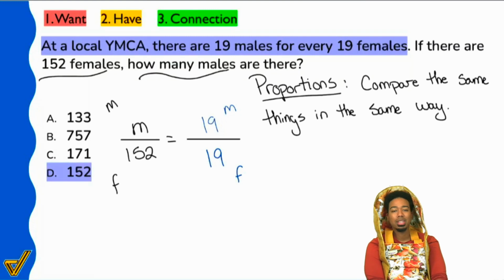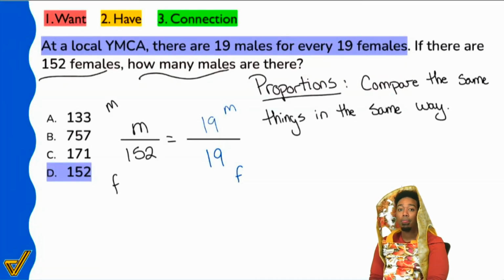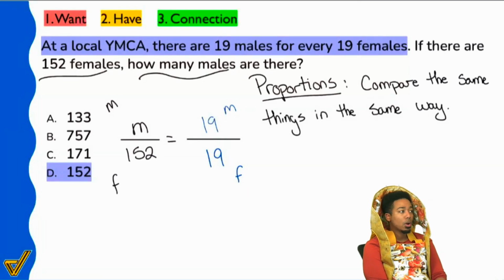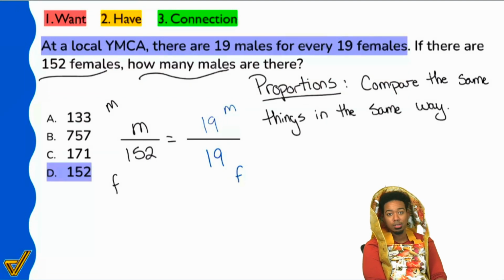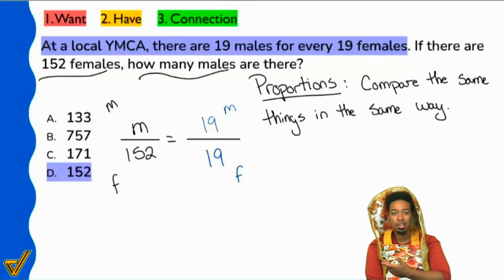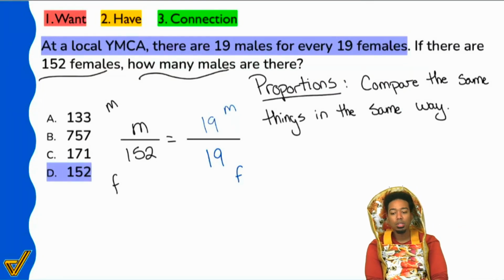So the situation that I immediately think of is the wage question, where we say, hey, you earn $14.50 for every hour that you work. How much would you get paid for 50 hours at the same rate? That can be solved as a proportion or a distance equals rate times time. Either way is fine. So it really just depends.